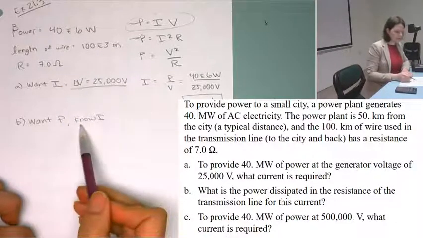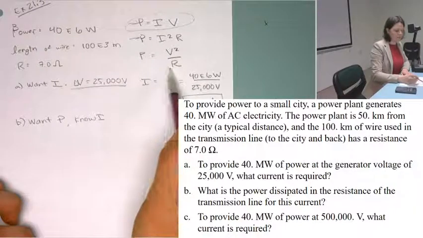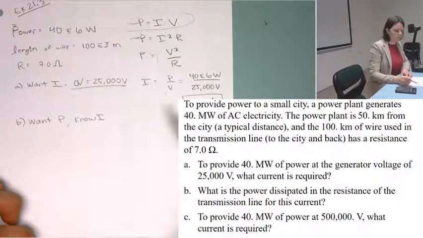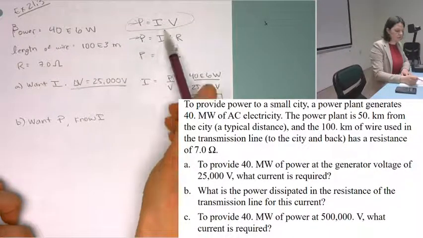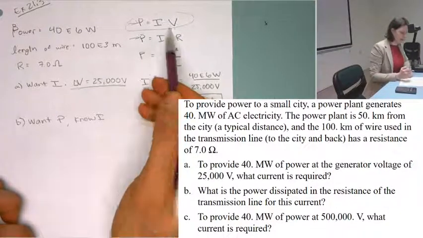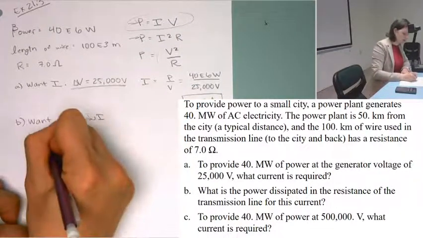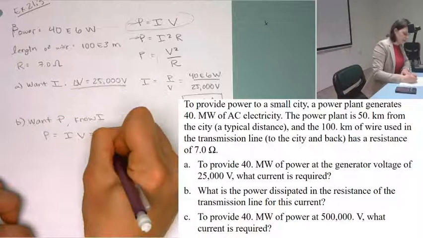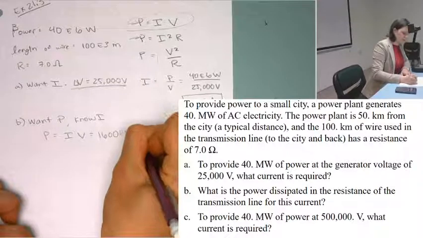Probably this one would work, but let's stick with one that uses the current that we just solved for. So let's use one of these. This one looks easier to me because there are fewer buttons for me to push on my calculator. So I'll say that P is I times V, which is 1,600 times 25,000.